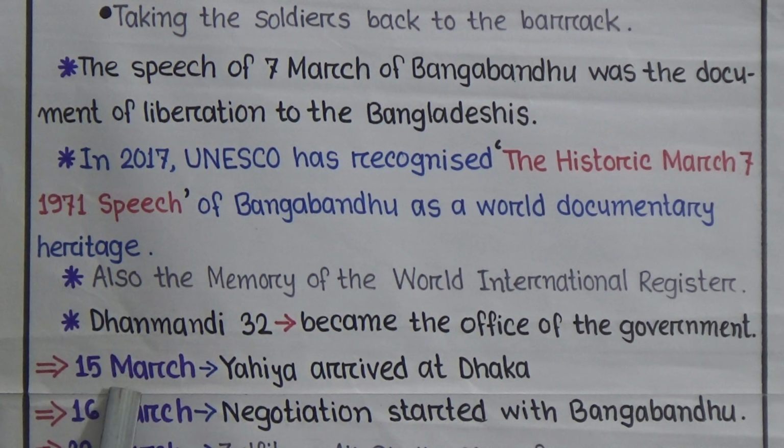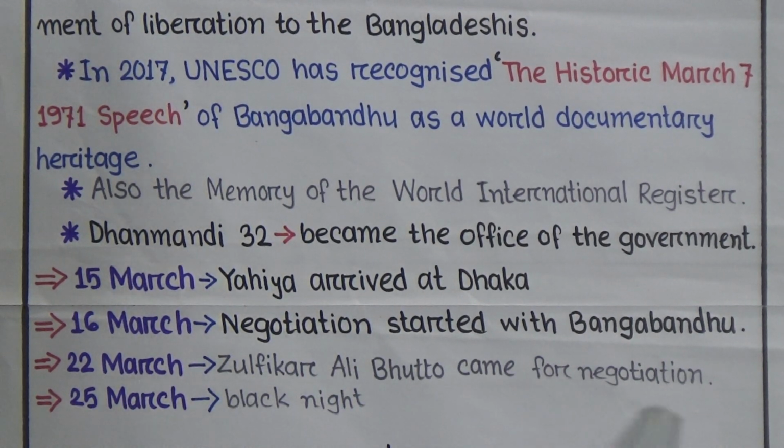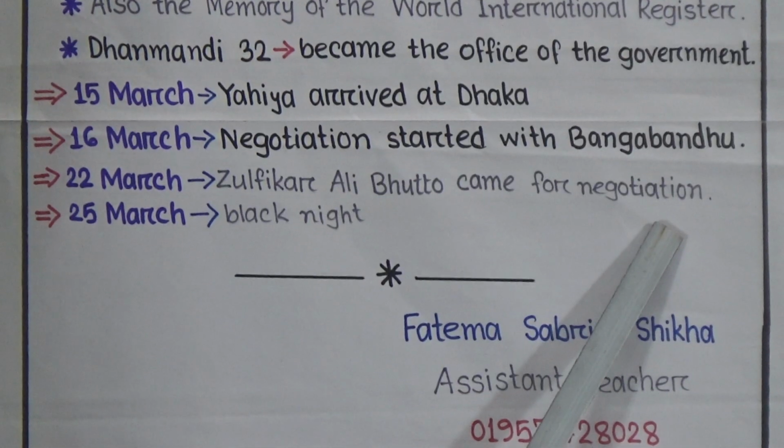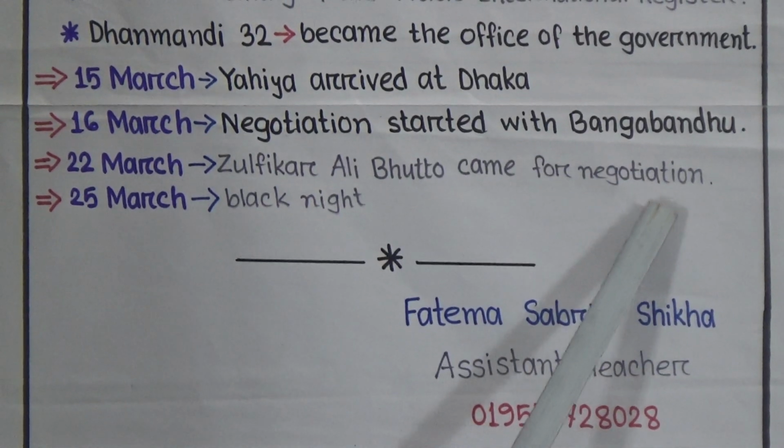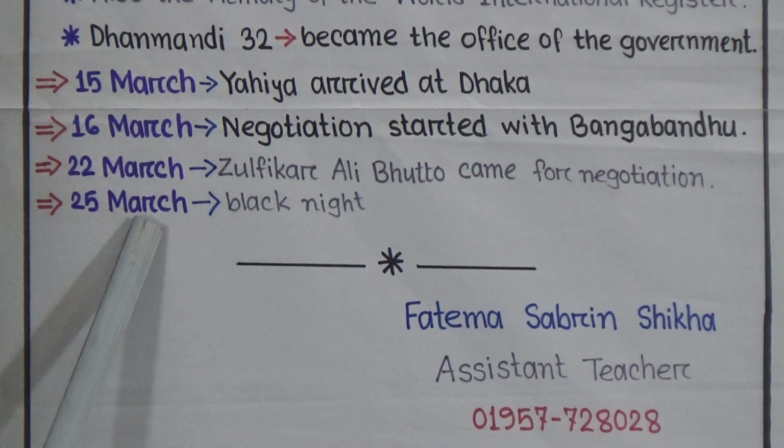And on 15th March, Yahya Khan arrived at Dhaka. Students, do you know why Yahya Khan arrived at Dhaka? He arrived at Dhaka for negotiation with Bangabandhu. On 16th March, the negotiations started with Bangabandhu. And on 22nd March, Zulfikar Ali Bhutto also came for the negotiation with our leader, our father, Bangabandhu Sheikh Mujibur Rahman. And the day came, 25th March.